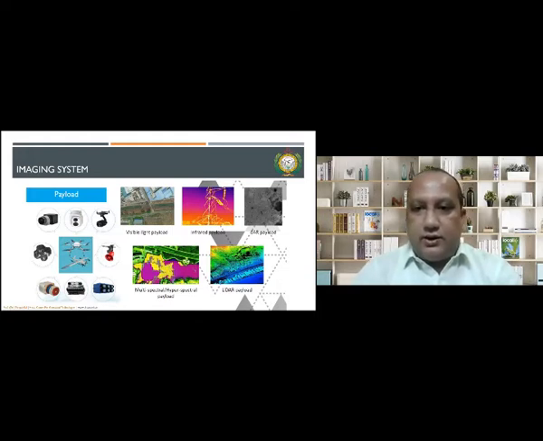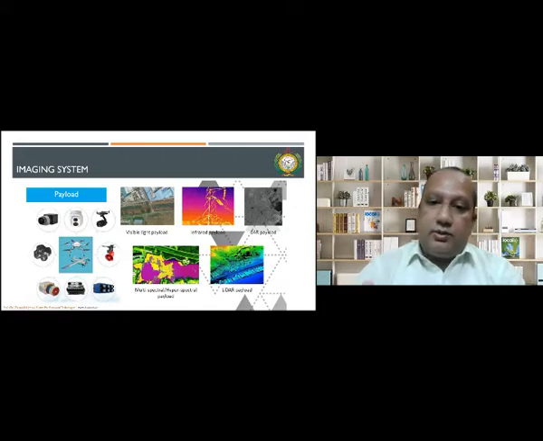Then we have radar, the SAR payload. Then there comes multispectral. Multispectral means there are multiple bands combined together in a single image. And then, of course, hyperspectral, where within a single band there could be multiple bands. Multispectral is like 4, 5, or 6 bands. Hyperspectral is many more bands, more than 50, 60, or even 100 bands.